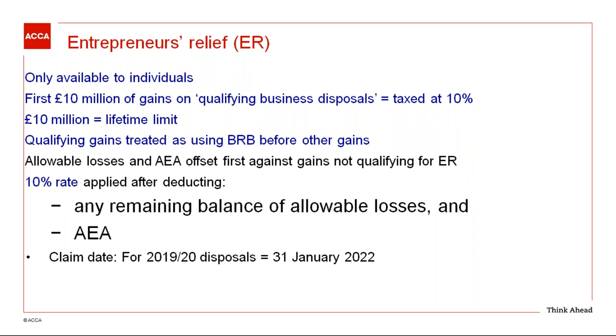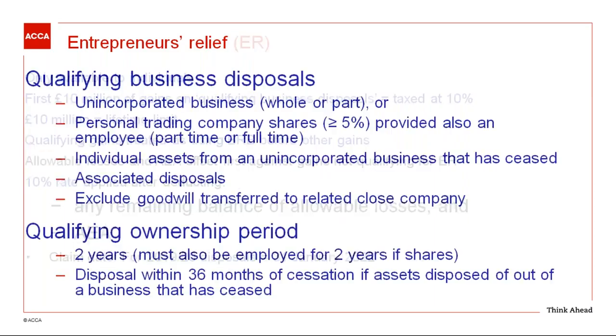Okay, and this relief is available only in certain circumstances. One, as I said, you're selling the whole business or substantial part of the business. The other commonly tested situation is when you're selling shares from a personal trading company. Now, what is a personal trading company? That is a situation where you own at least 5% or more of the ordinary share capital of the company.